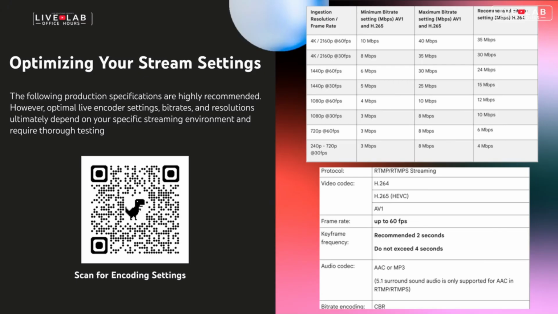And this is some of the things I just covered in our last slide, but again, if you're doing 60 frames in 2K or 1080p at 30 frames, these are the bit rates that are required for you to stream without any issues, right?